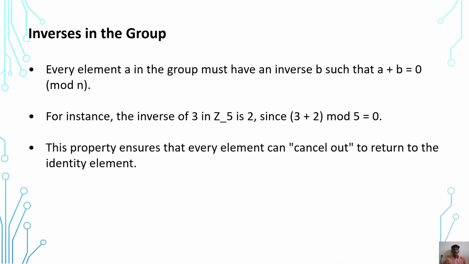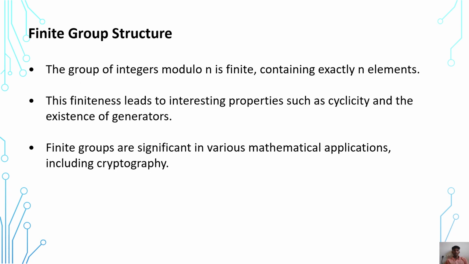Inverse in the group. Every element a in the group must have an inverse b such that a plus b is equal to 0 mod n. For instance, the inverse of 3 in Z/5 is 2, such that 3 plus 2 mod 5 is equal to 0. This property ensures that every element can cancel out to return to the identity element.